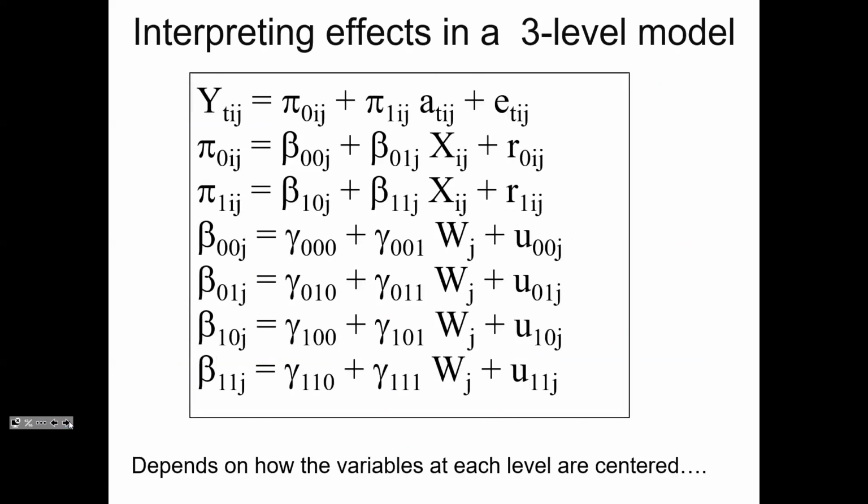And then God help you, it really depends on how you center these things, right? Because I was saying intercept of the intercept and intercept of the slope, and you have to think about whether you're group mean centering at level 2 or grand mean centering. Now you have to make centering decisions at level 1 and level 2.